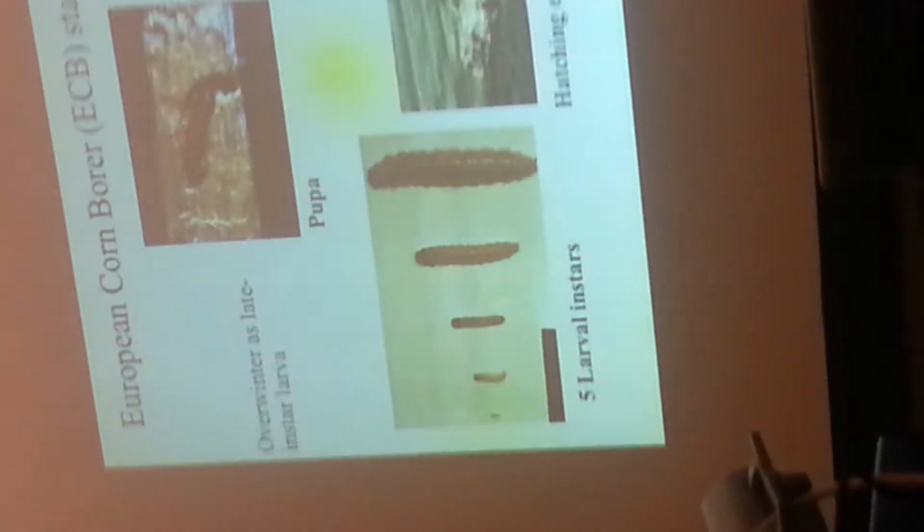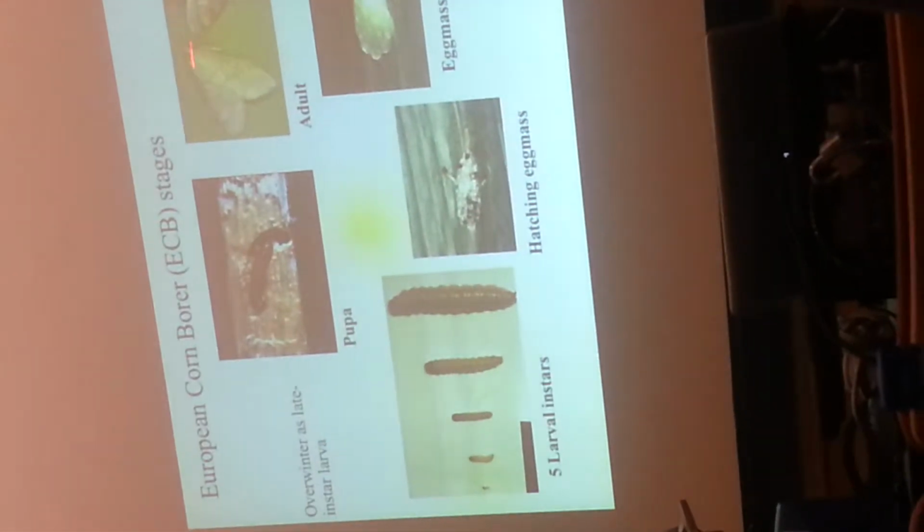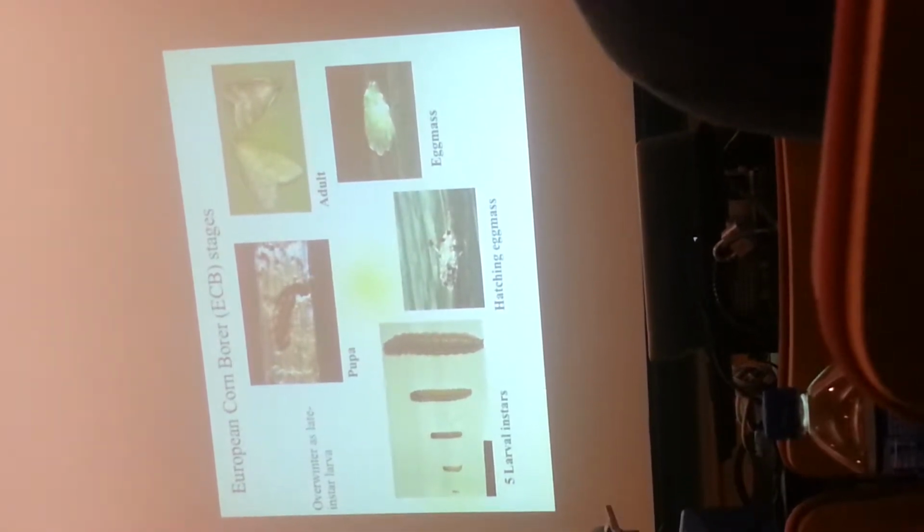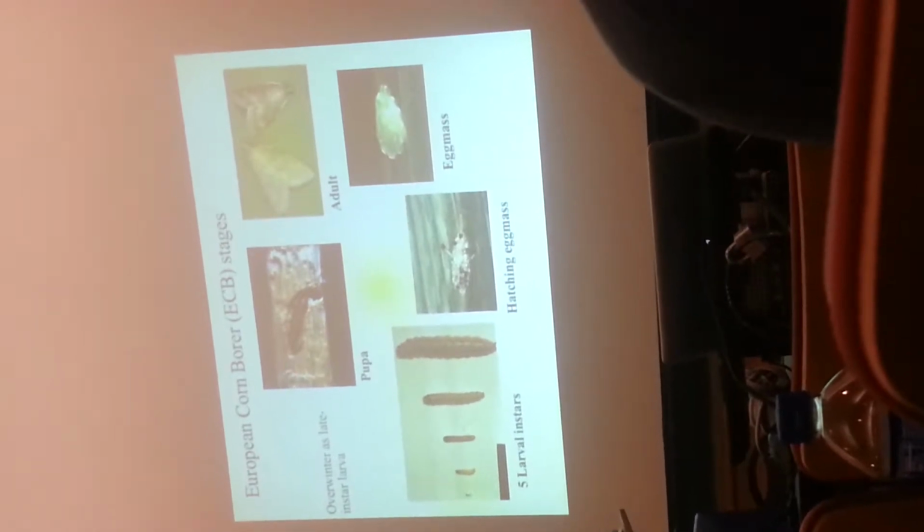With European corn borer, this is an insect that overwinters as a late instar larva and quickly turns into a pupa in the spring. Here you see it as a pupa in the spring. It emerges as an adult, males and females, lays its eggs, they hatch, there are 5 larval instars, and the cycle repeats, usually one time, and then it goes through the winter. There's the life cycle of the European corn borer.